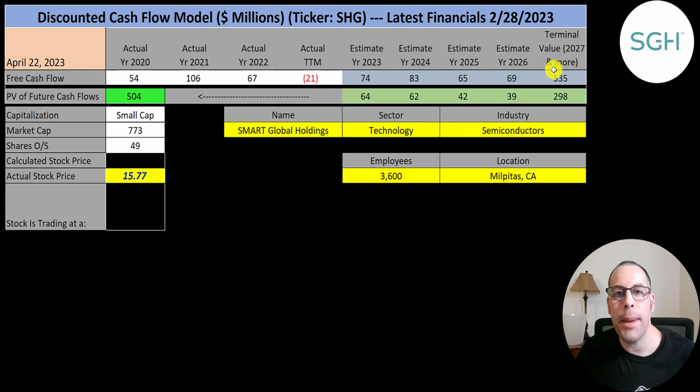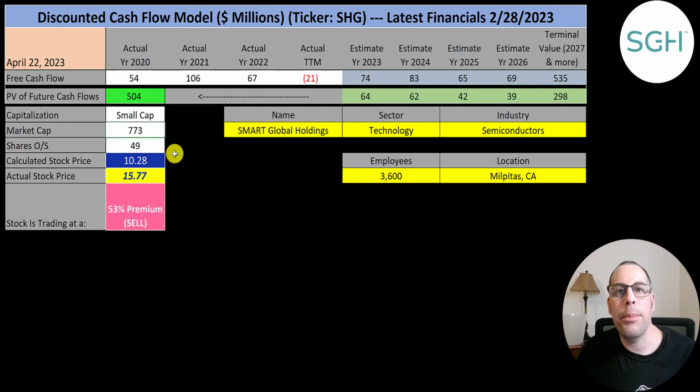We also estimated a terminal value, which is all cash flows past year 4. That's 535 million. We discounted those numbers back to today using the weighted average cost of capital. We get a value of the company of $500 million. We divide that by 49 million shares. And we get a calculated stock price of $10. They're trading at $16, so they're trading at a 53% premium. It's a sell according to the model.